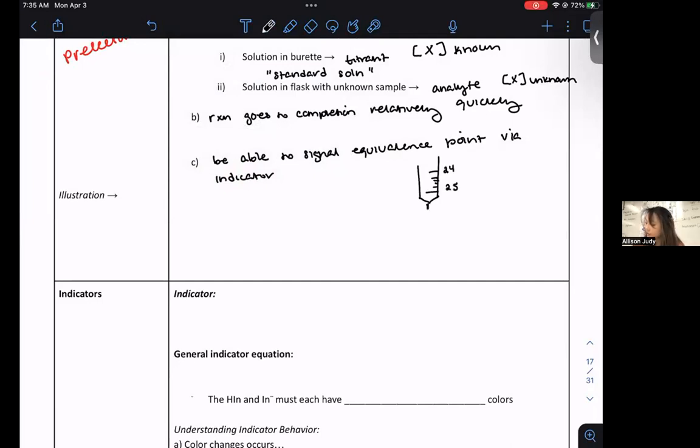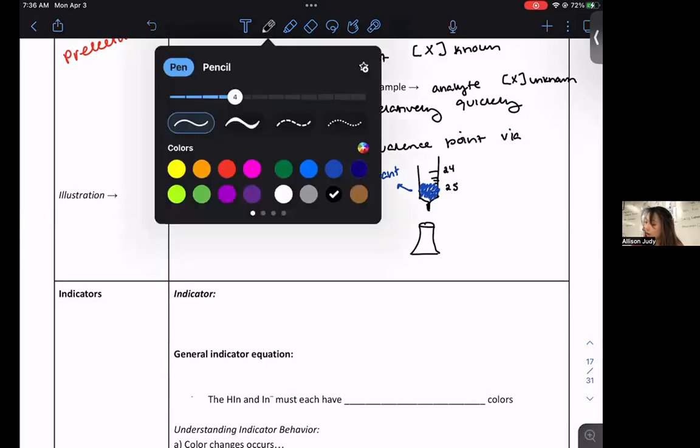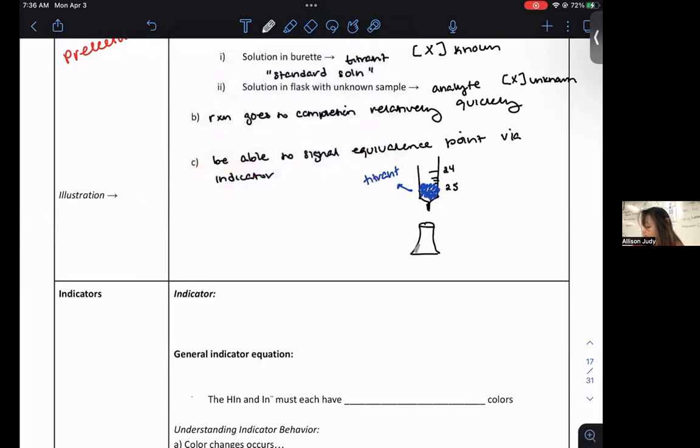And what you have is this little dispenser. And what we say is we put our titrant in the buret, and its concentration is known. And then we drop it drop by drop into a volumetric flask, and that kind of looks like a volcano, so let me fix that, into a volumetric flask where our analyte is our unknown.